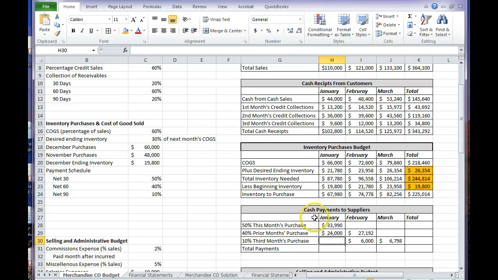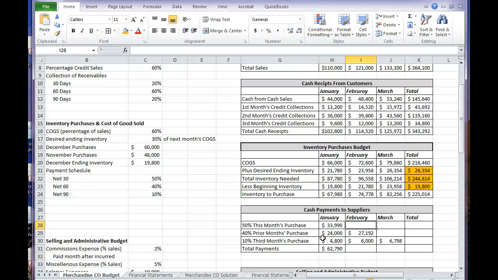So we have December, November. So we go November, December, January. So we're going to go equals November's purchases times, this is paid in November, December, January. So we have that taken care of. We can sum here, and that will give us the total cash outflows for cost of goods sold in January.